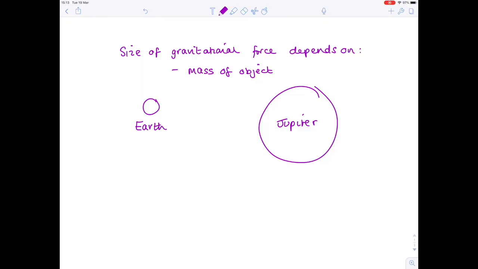And secondly, it's the distance between the objects. So the closer the objects are, the greater the gravitational force.